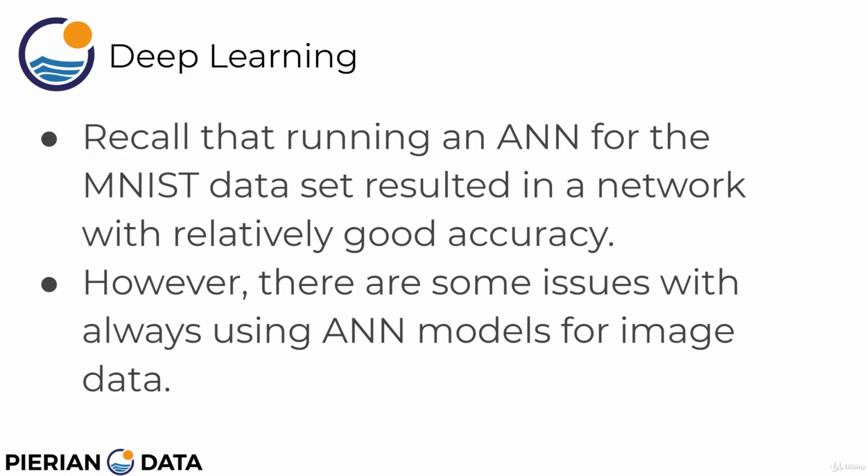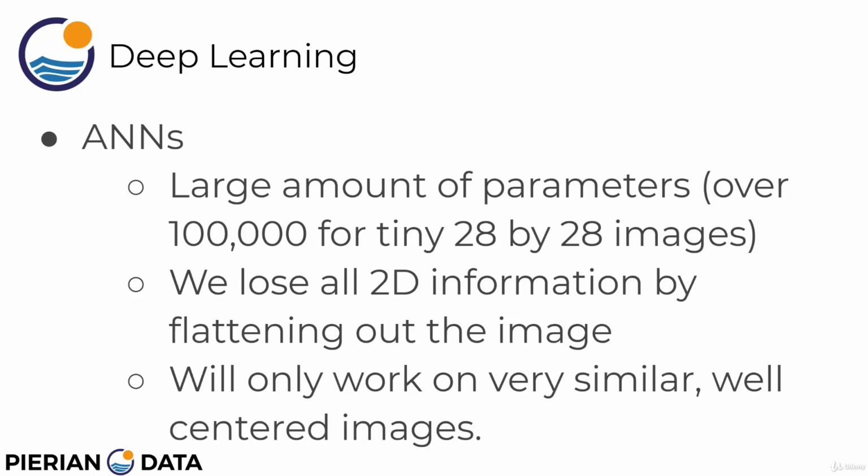However, there are some issues with always using ANN models for image data. If we were to always use normal fully connected networks for image data, we would end up with a huge amount of parameters. Recall that when we checked the parameter count for our network on the MNIST dataset, we had over 100,000 parameters, and that was for tiny 28 by 28 images. 28 by 28 pixel images are really small compared to the images you're used to in normal life. For example, your resolution on a normal monitor screen is probably like 1080p, that's 1080 pixels. That's a lot larger than 28 by 28.